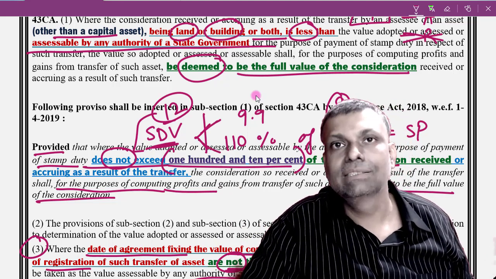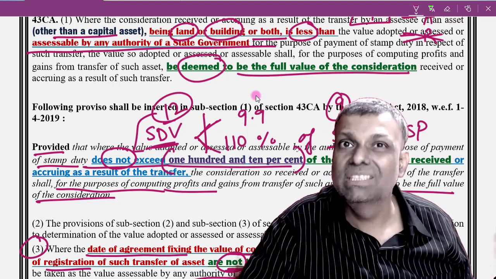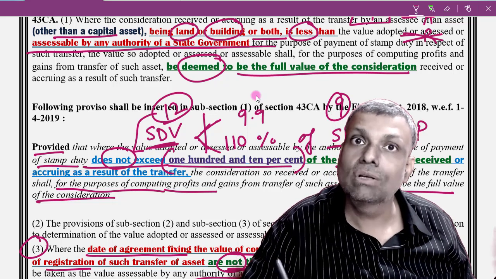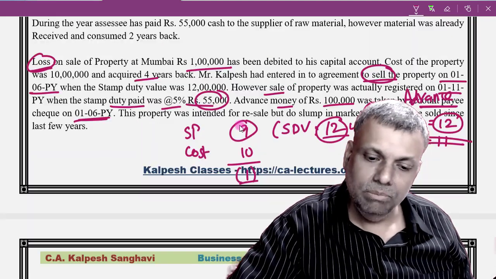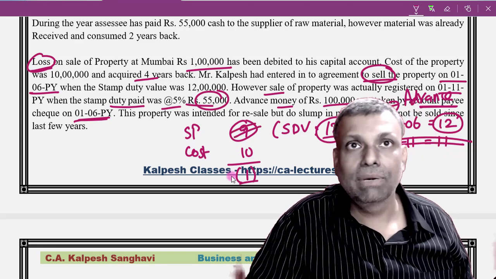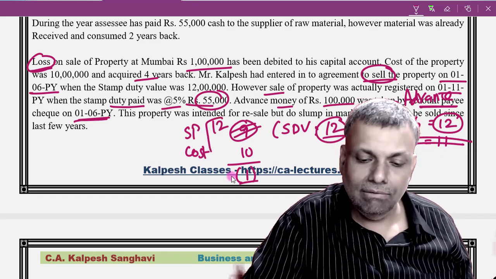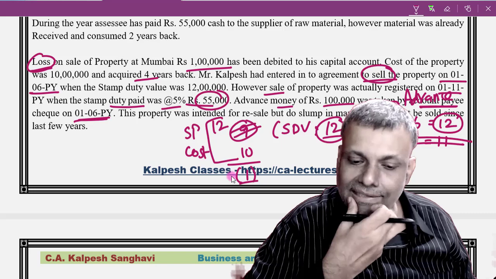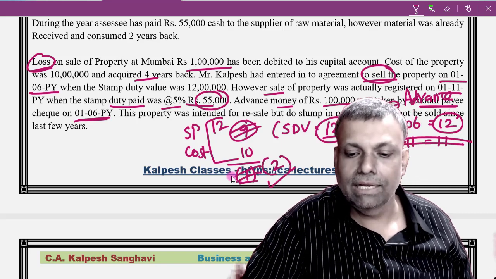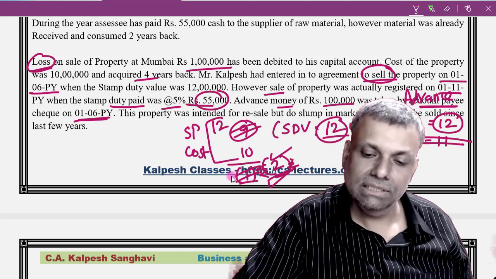So in that case, the stamp duty value will be taken as your full value of consideration for the business income chapter, because in the given case, the property is stock in trade or a business asset. So now we will not take the selling price as the relevant full value, but the relevant full value will be 12 lakhs, and 12 lakhs minus the cost of 10 lakhs. So the difference is now 2 lakhs, and these 2 lakhs will be taken as your business income.